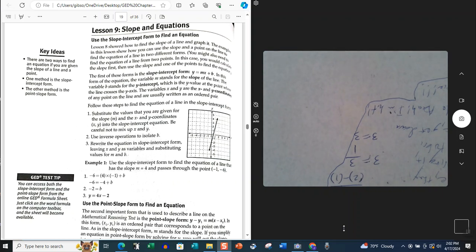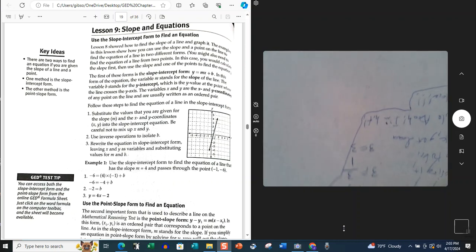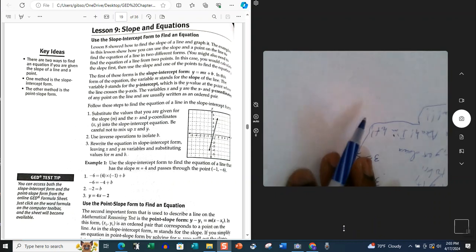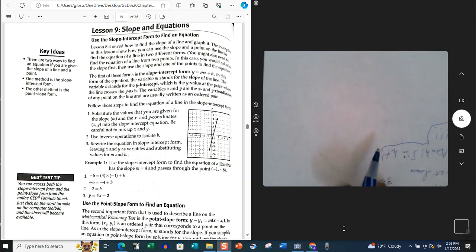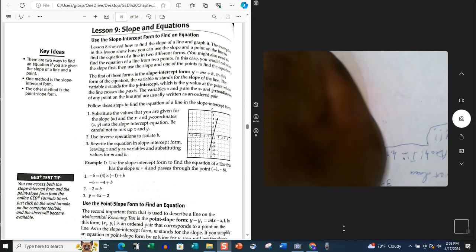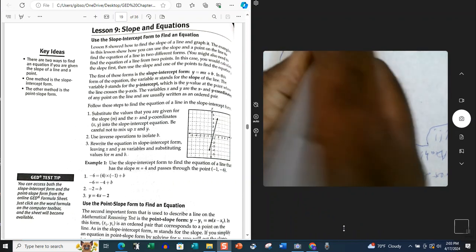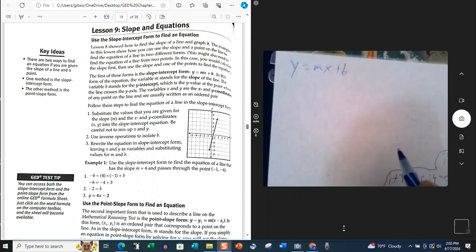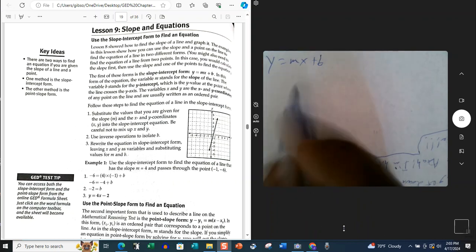Okay, class, we're about to start lesson 9, slope and equations. It starts off by saying use the slope-intercept form to find an equation. Now, first thing that we need to determine is what exactly is the slope-intercept. So the slope-intercept form, you may have seen this before, but it is y equals mx plus b. This is the slope-intercept form.